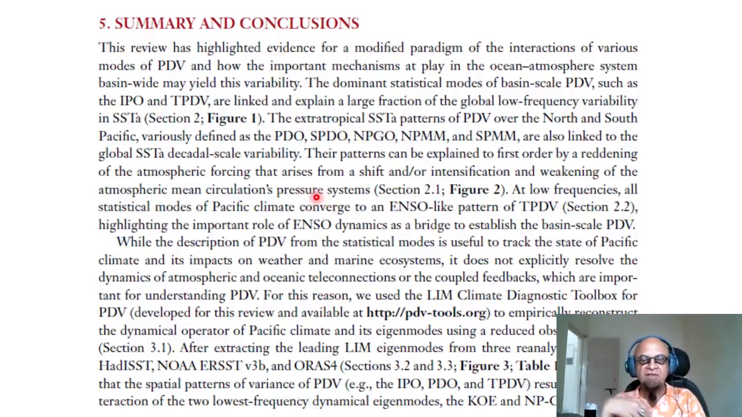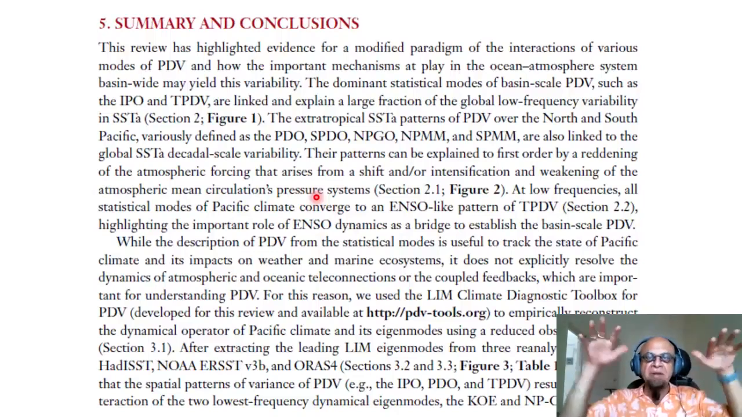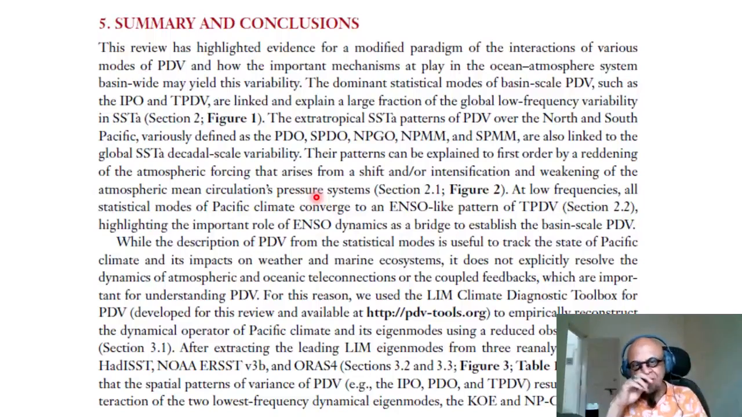So you can have the pumping up and pumping down of the trade winds, which can result in ENSO, or you have pumping up and down, or the shift of the jet stream and the westerlies, and the ocean is basically integrating everything and producing these low frequencies. Right, so at low frequencies, all atmospheric mean circulations and pressure systems are involved, in terms of intensification and weakening and stochastic integration.